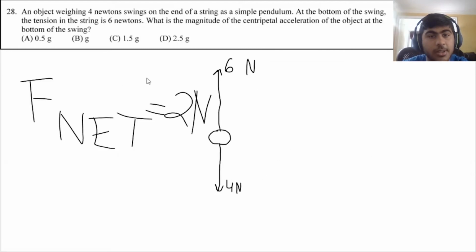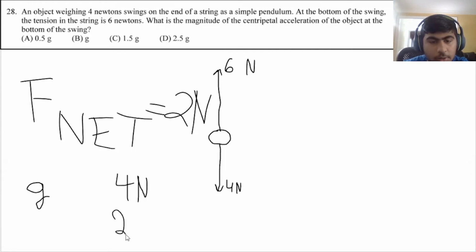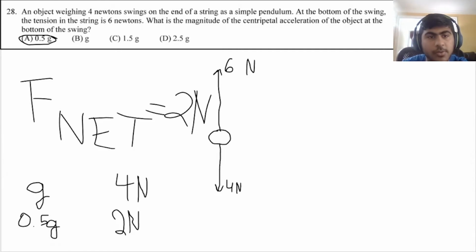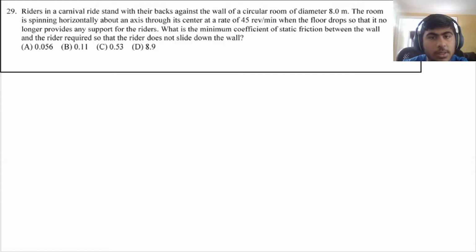So now we just need to find the centripetal acceleration. Well, g, right, 9.8 meters per second squared, will give us 4 newtons of force. Then 2 newtons of force, since acceleration and the net force are directly proportional, is going to be 0.5 of that gravitational acceleration. And that answer choice is A. And we're done. Let's move on to our next question.